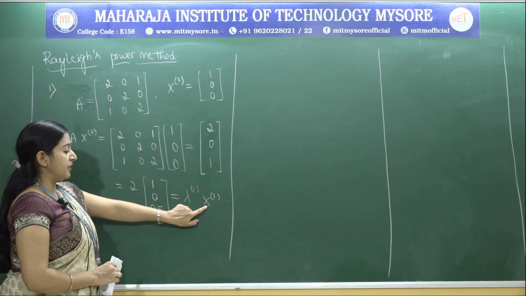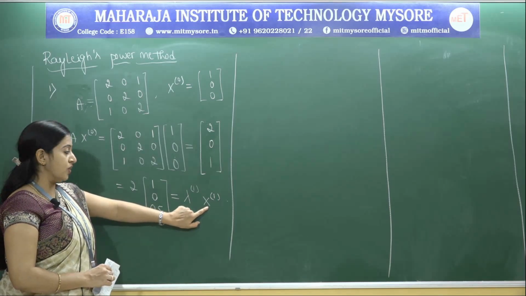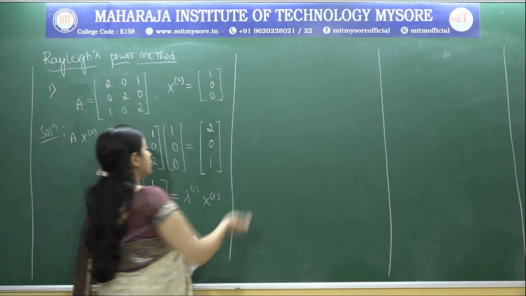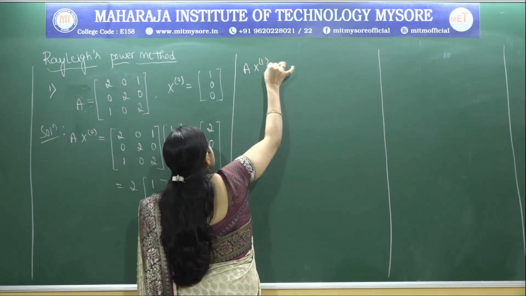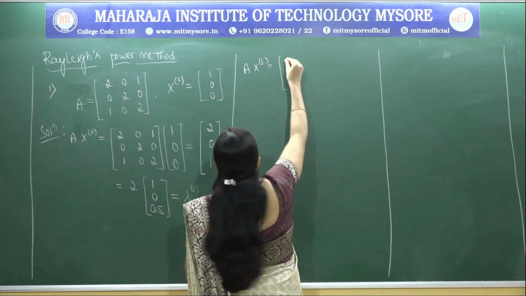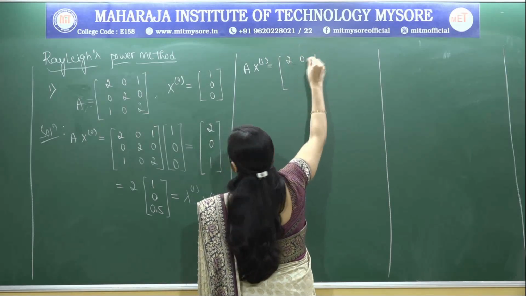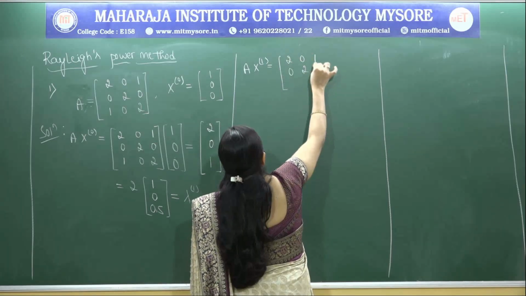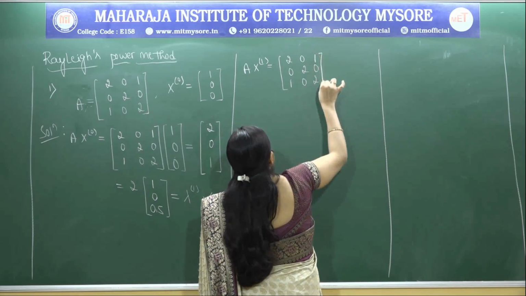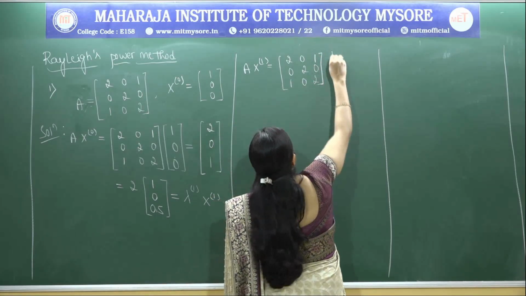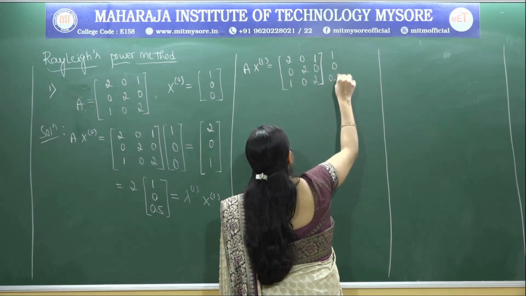Again, you take the matrix multiplication of A with x1, the first iteration. So you will get another matrix Ax of 1. So write the matrix A, it is 2 0 1, 0 2 0, 1 0 and 2. The first iteration matrix 1, 0, 0.5.